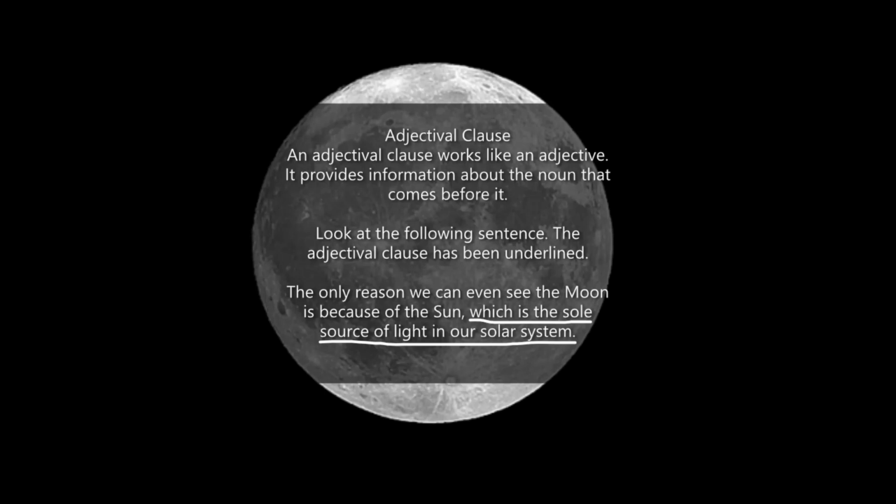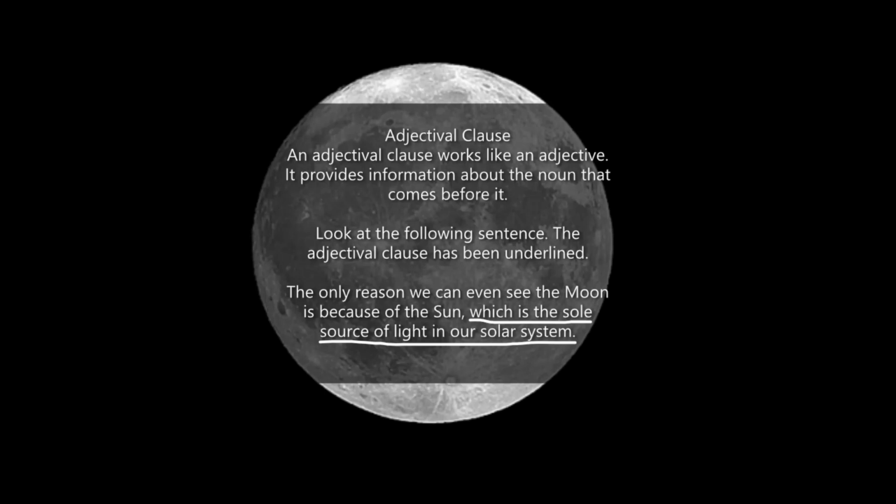It's just giving you more information about the noun that comes before it. And in this case, it's talking about two nouns, actually. It's talking about the moon and the sun and what the sun's purpose is doing here. Okay, let's take a look at another example here.